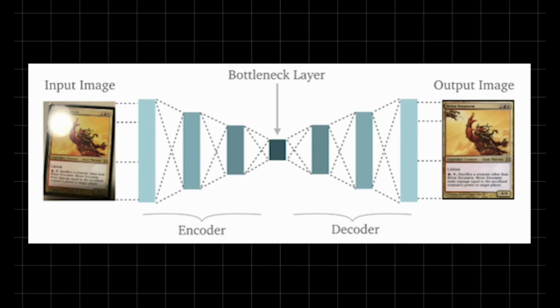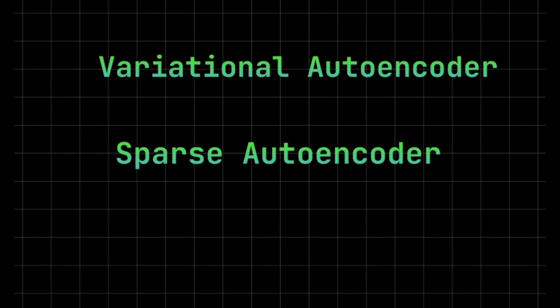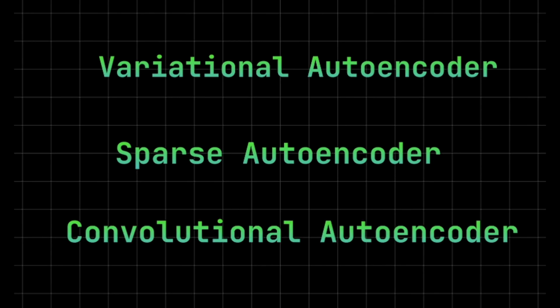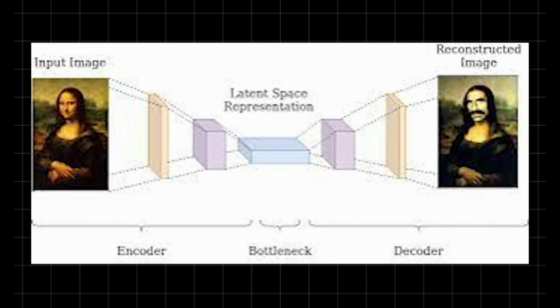Advanced variants such as variational autoencoders, sparse autoencoders, and convolutional autoencoders extend this concept further. They are designed to generate new data samples, impose sparsity in feature selection, and capture spatial hierarchies in visual content.